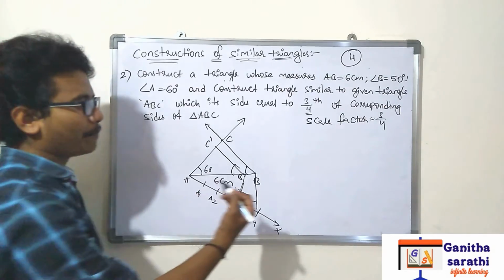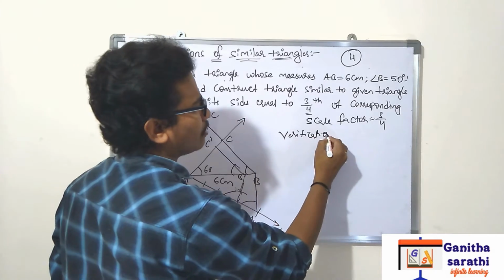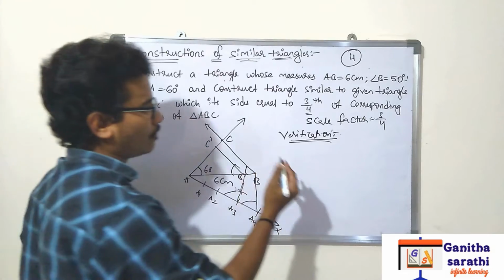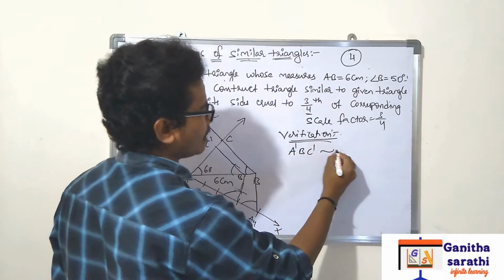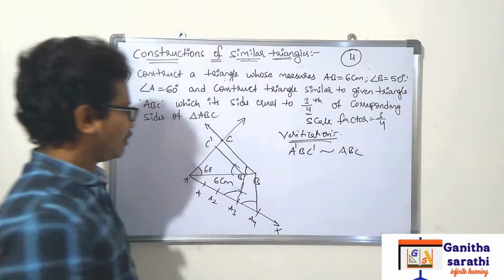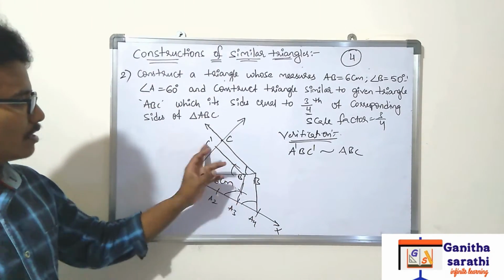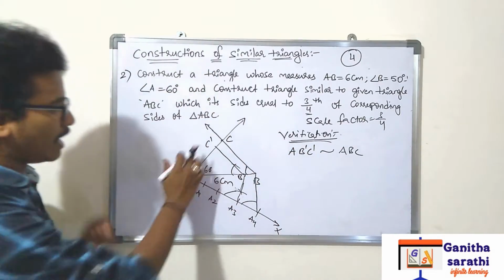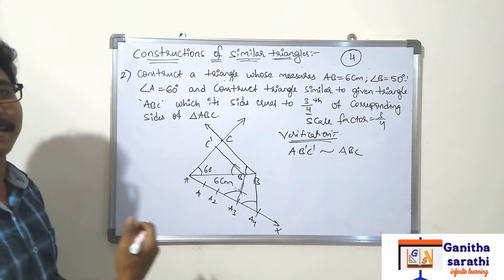Understood? The same verification will continue here also. What will be the verification here? The verification is that A B dash C dash is similar to ABC. Yes, A B dash C dash is similar to ABC. The same angles will be equal and the sides will be in proportion.